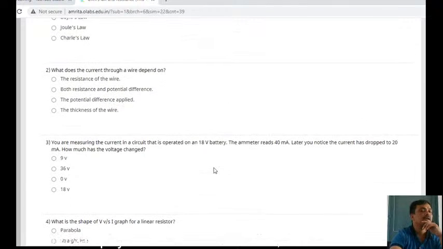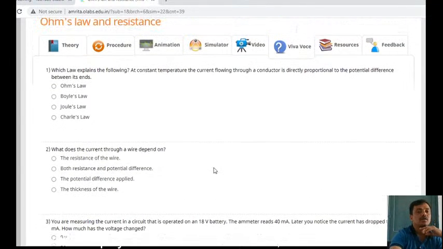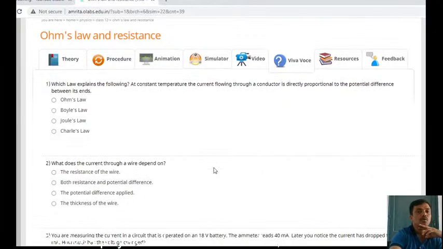This is available in OLabs. You can search in Google for OLabs. You select physics and go for the experiment Ohm's law and write the viva question answers. Based on this, they will ask questions in the exam. One or two questions, not only one, sometimes two, three also.